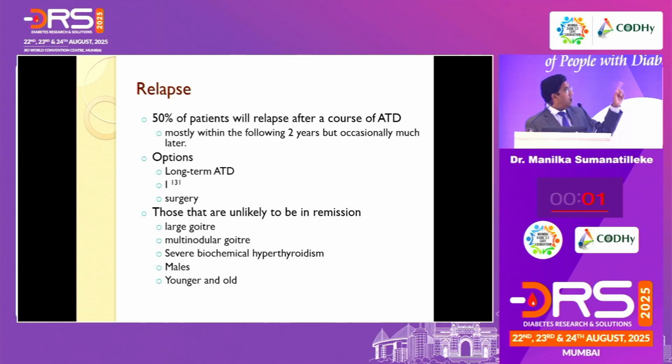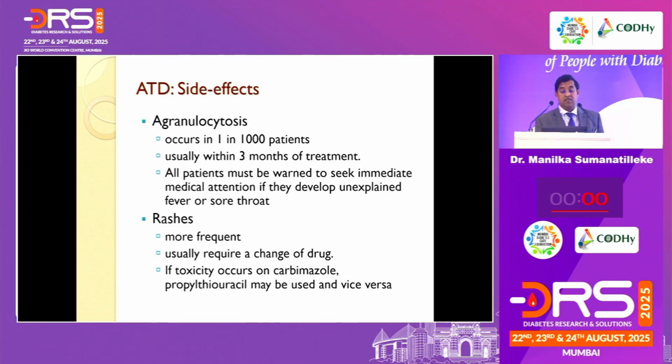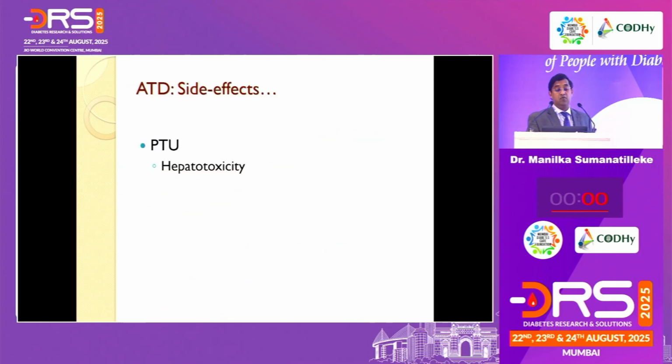Those who are unlikely to go into remission would be those with a large goiter, multinodular goiter, severe biochemical hyperthyroidism, males, and the very young and the old, the extremes of age. Side effects, agranulocytosis and rashes, you all know. Don't use the drugs interchangeably. For rashes, you could use the other drug and try, but not for agranulocytosis. This happens usually within the first 3 months of treatment. PTU has an added hepatotoxicity.